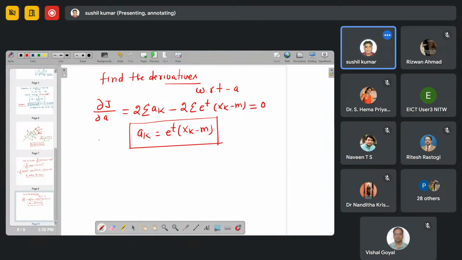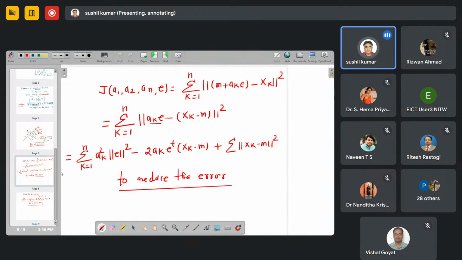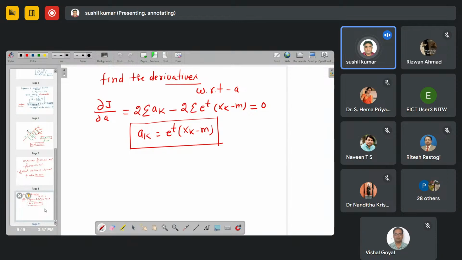One doubt may be there: what about this e? Actually, we are not considering this e here. The reason is that I am not taking this e because it is a unit vector. e is a unit vector in the direction of the line.